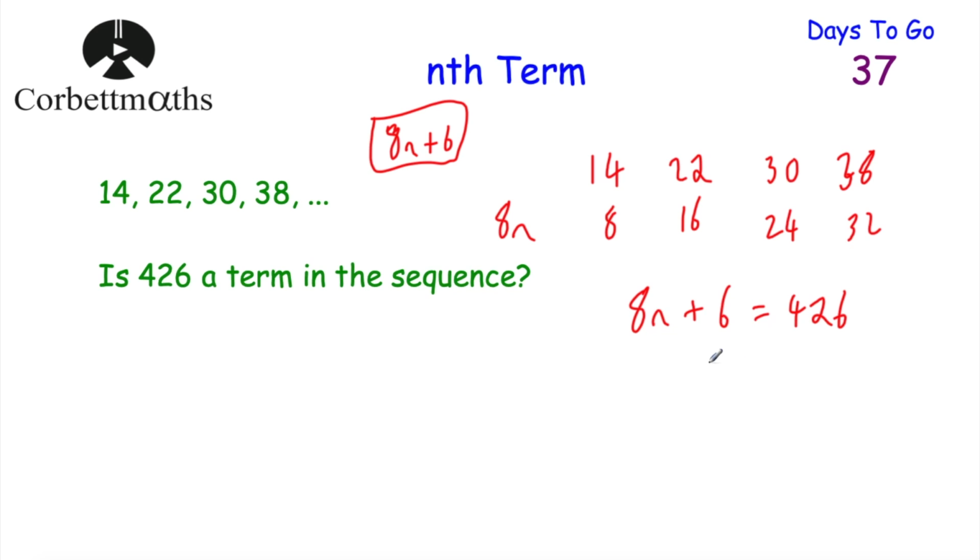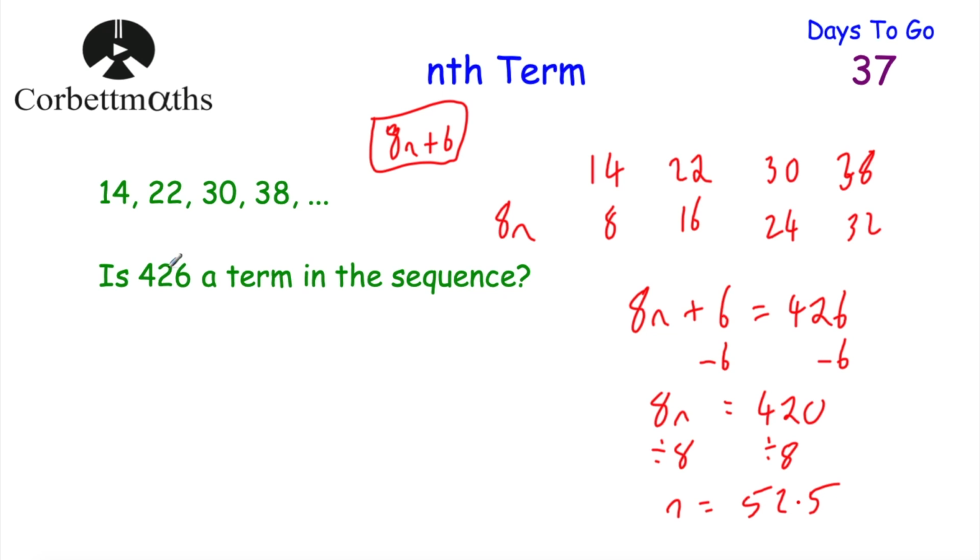So let's solve it and see. So let's take away 6 and take away 6. So we're going to get that 8n is equal to 426 take away 6, which is 420. And then divide by 8 and divide by 8, and let's see what we get. So n would be equal to 420 divided by 8, which is 52.5.